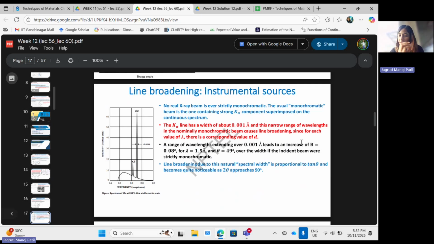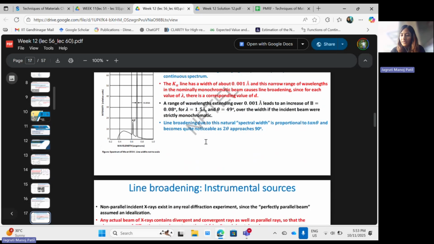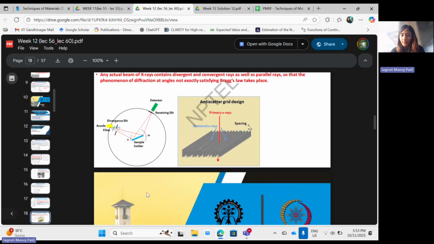Since every wavelength corresponds to one line width, that will also increase. In that case, what's being called the spectral width of your line is directly proportional to tan theta and will become noticeable as your angle increases and approaches 90 degrees. When 2 theta approaches 90 degrees, that means essentially your angle is 45. So that's your parallel beam effect, the idealization of your Bragg's law.